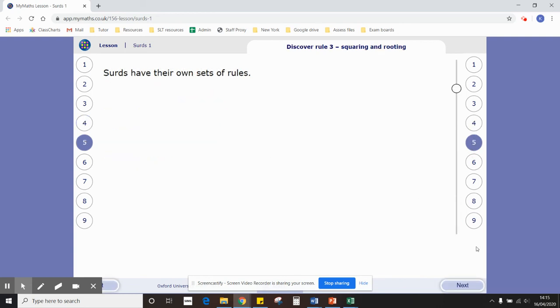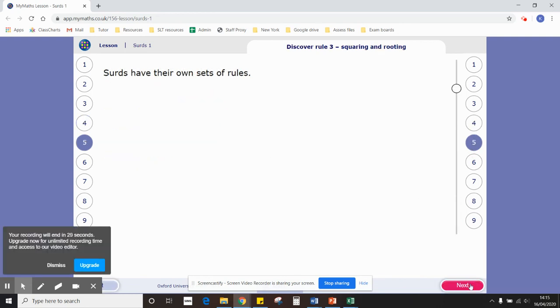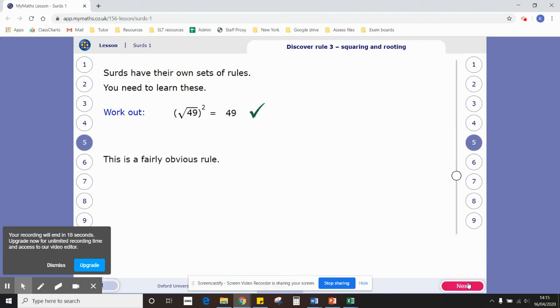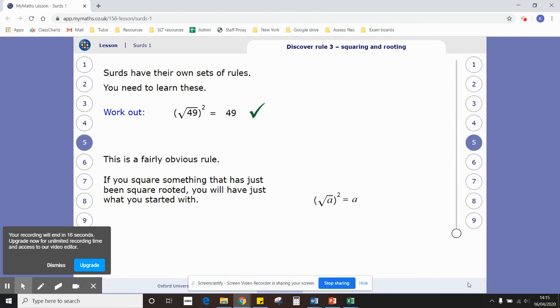And then the last one, which is the most common one that you might see, okay, is the square root of 49 squared. Square root of 49 is 7. Square it, 49. It ends up then being exactly the same answer. So it's a fairly obvious rule, but the square root of something squared is just itself.